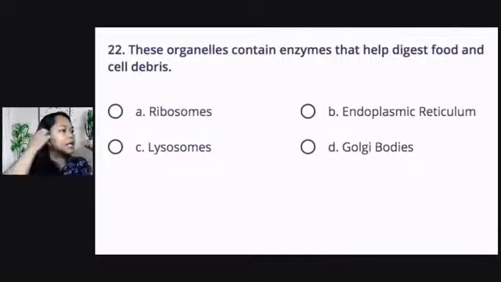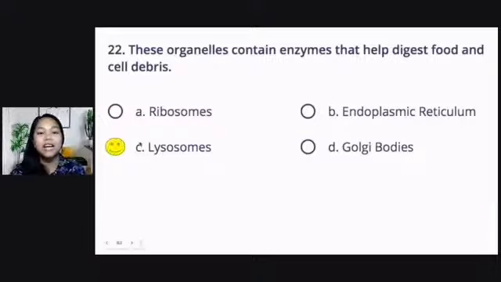Okay, letter C, letter C. Pretty sure, ha? And letter C is the correct choice here. Okay, so lysosomes po, yung ating hinahanap, no? It contains enzymes that help digest food and cell debris.